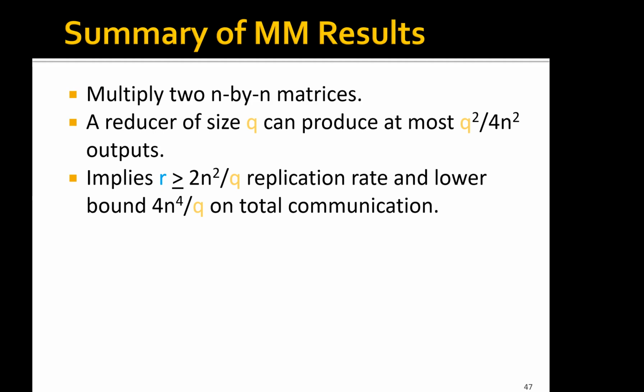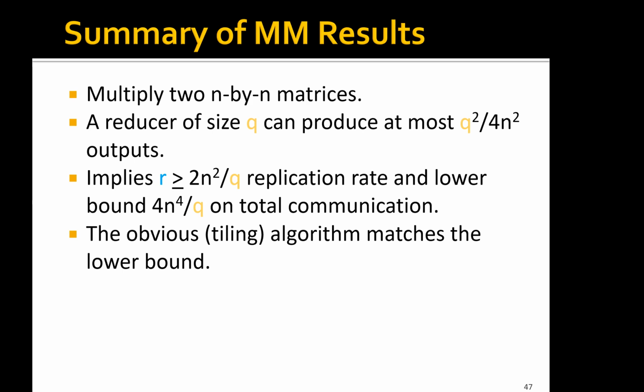Now, if you run through that formula for getting lower bounds, what you get is that r is at least 2n squared over q. So this is another case where replication rate and the reducer size are inversely proportional. And then since there are 2n squared inputs, what you get is 4n to the fourth over q as the total communication. And again, let me just say the obvious tiling algorithm where you break the matrices into squares will pretty much match the lower bound. Interesting thing is you get, I think it's 6% less communication if you use tiles that are aspect ratio 2, that is, they look like dominoes rather than squares. But that's not all that important.